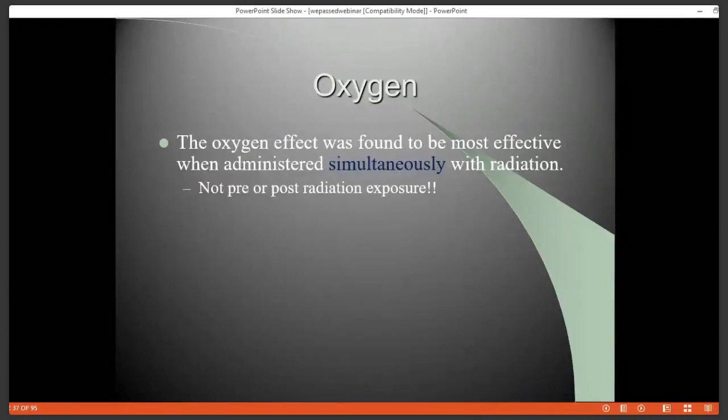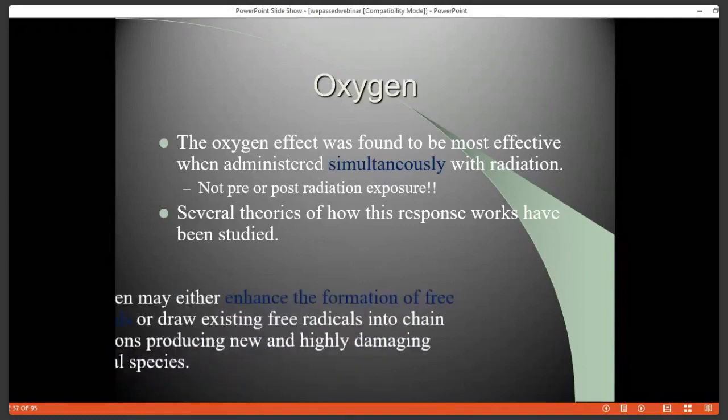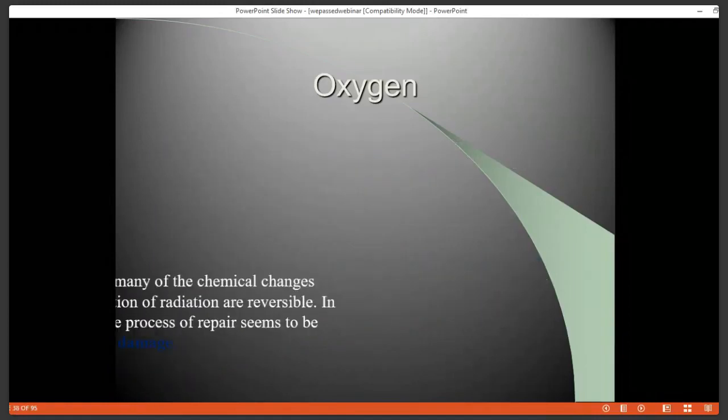Oxygen is effective when administered simultaneously with radiation, meaning that oxygen is already taken up in the cell, not pre- or post-radiation exposure. The oxygen has to be in the cell at the time that the radiation is transferring its energy and producing free radicals. The theories on how this works are that oxygen enhances the formation of free radicals, or draws existing free radicals into chain reactions, producing more highly damaging radical species. So oxygen tends to enhance the formation of free radicals when it's there.